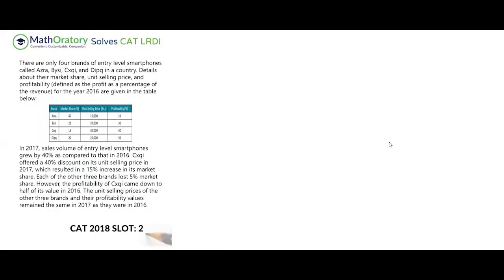We have a pretty easy DI set here. It's basically a little bit of manipulation of this table that is given. One table is completely given. I'll get an enlarged one in a while, but then let us first understand the premise.